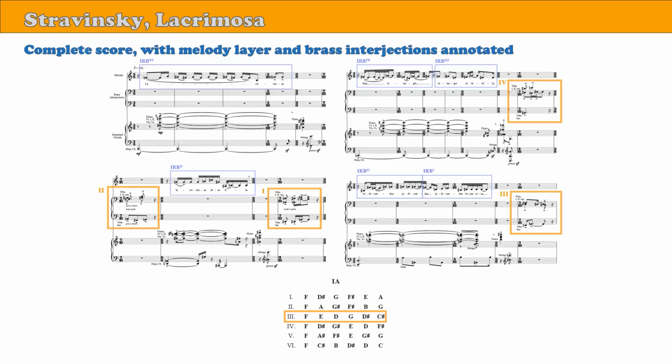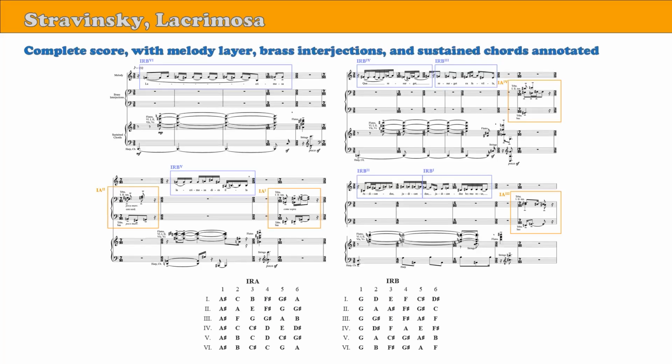Now let's look at the sustained chords. They also come from the rotational arrays, but there's something new. The melody and the brass interjections use the rows of the array. The sustained chords use the columns of the array, the verticals of the array.